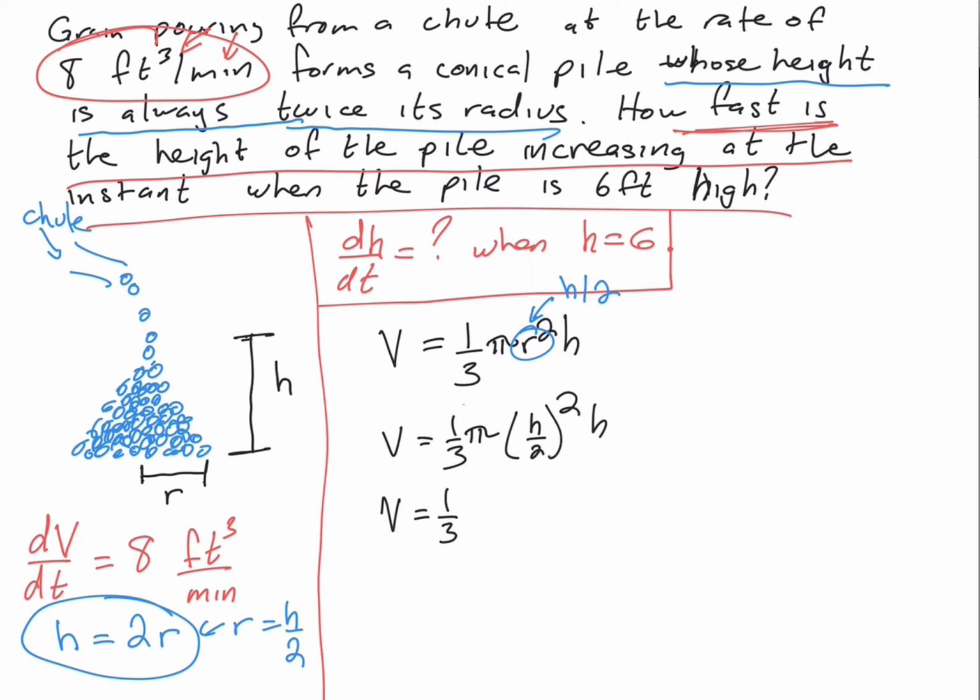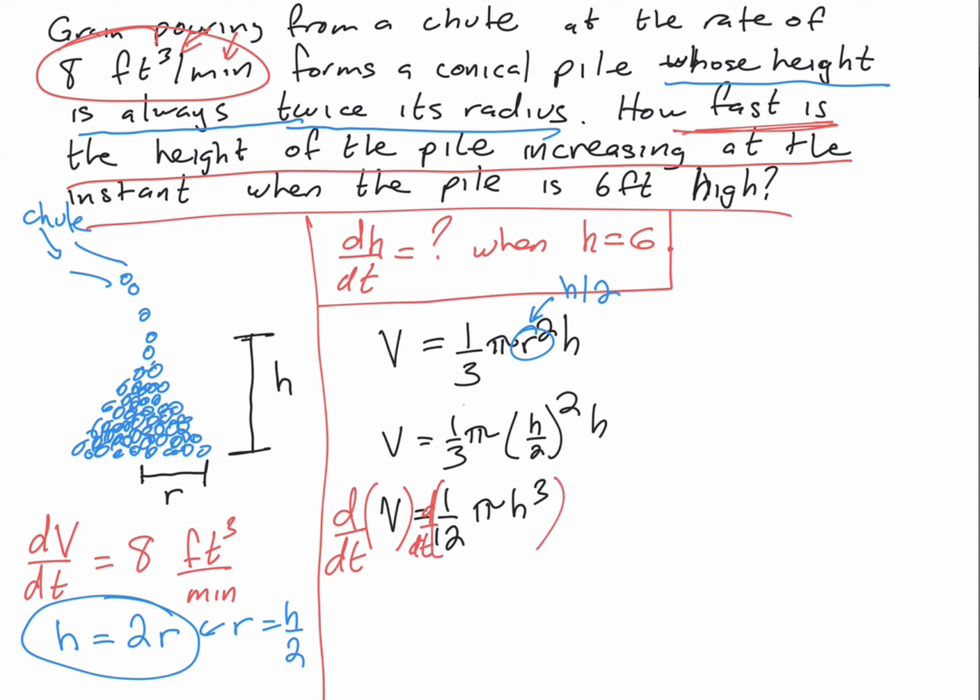So let's simplify it. This is going to be 1 over 12 pi h cubed, right? You guys see that? Because the 2 squared on the bottom is 4. Multiply that by the 3, you end up with 12 on the bottom. And then multiply the h squared with the h and you get h cubed, right? Okay, all right, and now we can get the derivative. So now this is no problem. So we're on the right track here.